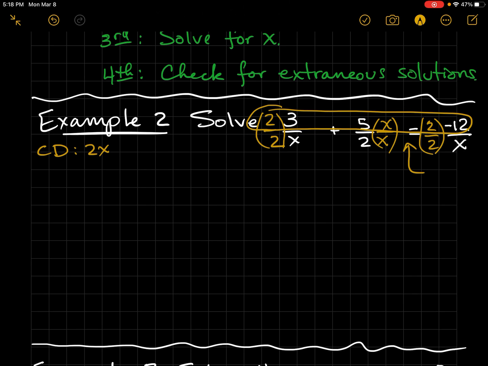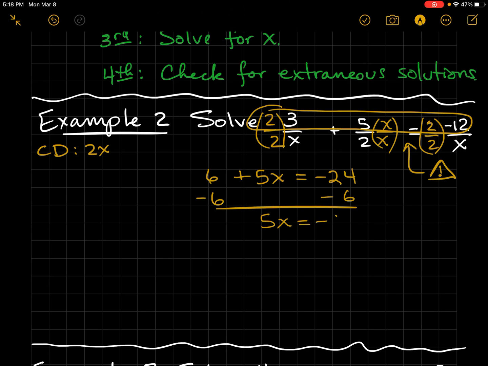This technique only works in equations, so be careful. You must have an equation to use this strategy. 6 plus 5x equals a negative 24. 5x equals negative 30. Therefore, x equals negative 6.